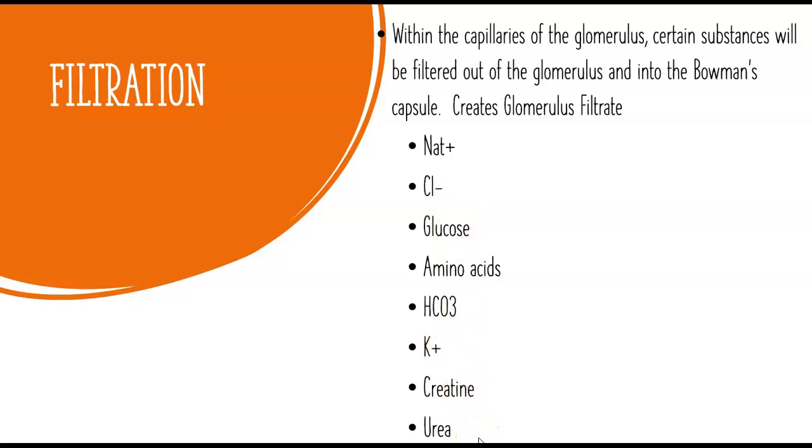Some things that are not filtered out include the blood cells. They're going to stay in the glomerulus. And then proteins, they're just too big to pass through. But all of these other things are going to get removed into the Bowman's capsule. Now, here's the thing. We want a lot of these materials in our blood. They play an important role. So even though we're taking them out at this point, most of them are going to end up getting put back into our blood supply via the reabsorption steps.